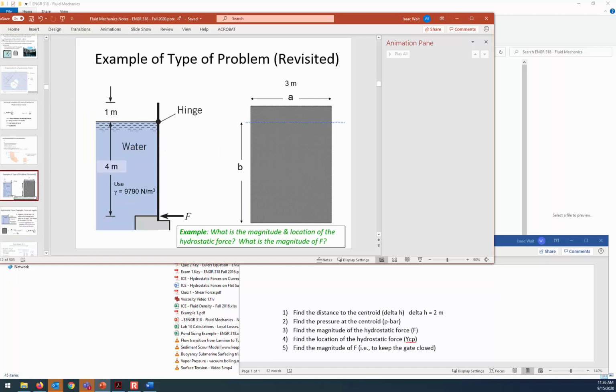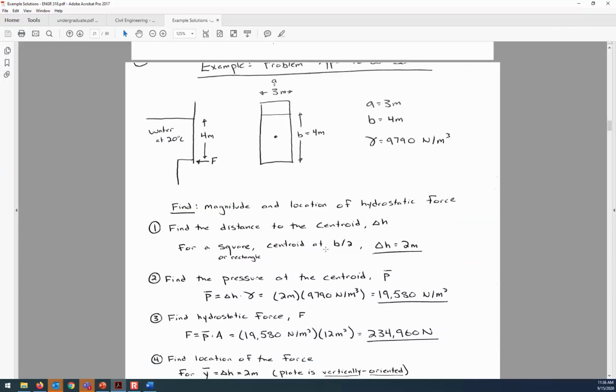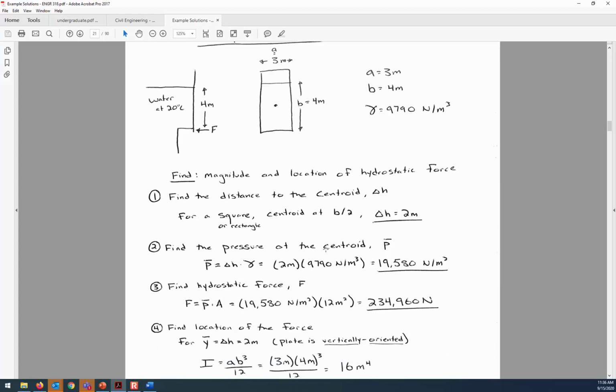All right, so that's what we do here for the location of the force. Okay, so since it's vertically oriented, since the plate is straight up and down, then Y bar and delta H are the same.